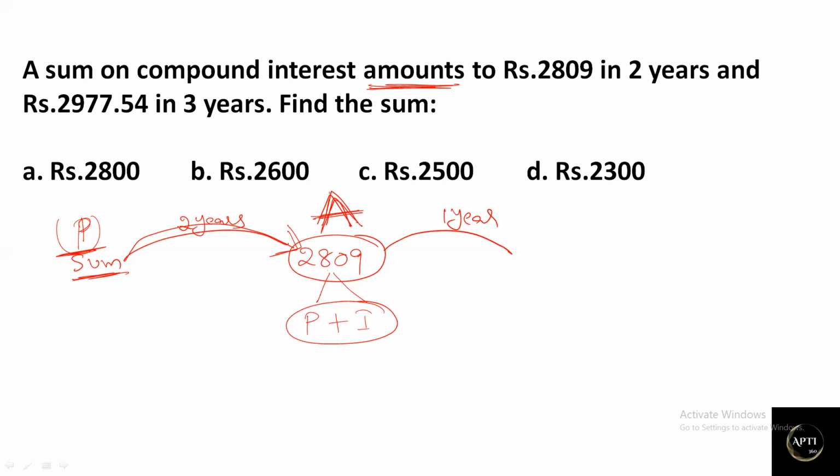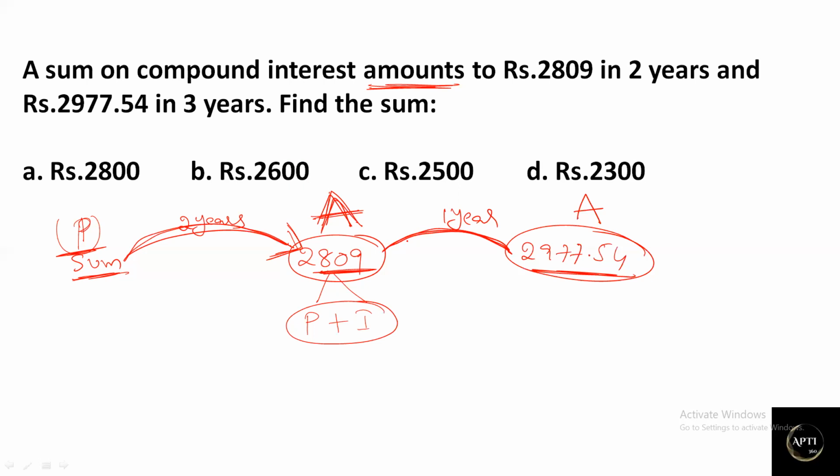From the starting it is 3 years, already 2 years completed to become this sum, and from here it is only 1 year to become 2,977.54. Now this is the total amount after 3 years, from the first principal amount to after 3 years. Now you need to understand one simple logic. From the starting it is 3 years, from this point it is only 1 year. If you understand this logic, almost we are done.